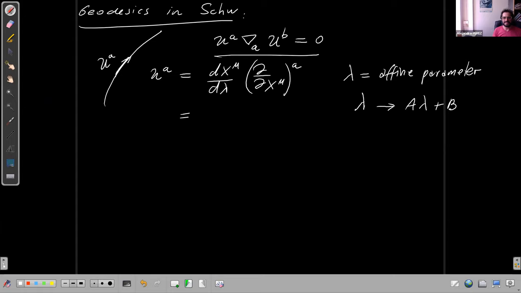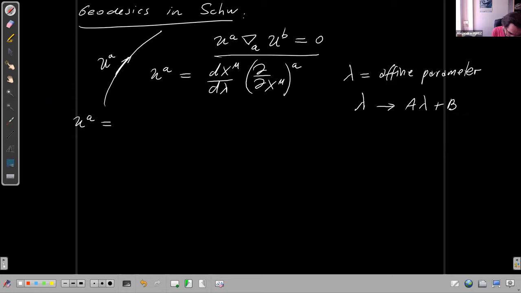And this makes them particularly interesting when you want to choose physically defined coordinates. So if you want to remove part of the arbitrariness about choosing coordinates in some situations, affine parameters along geodesics are important. Okay, so let me write U explicitly in the Schwarzschild coordinates that we introduced.